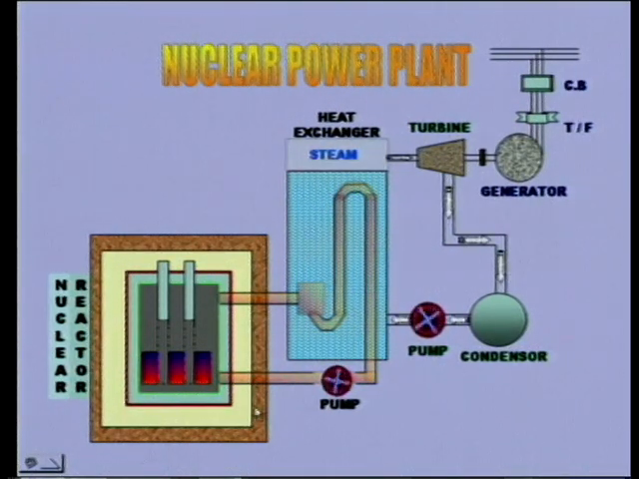Now, this is the working of a nuclear power plant. The nuclear reactions generate heat, which is carried by the flowing coolant, and the same heat is taken by the water in the heat exchanger. Steam is generated and flows through the turbines, and later it goes into the condenser and back as feed water into the heat exchanger. This is the cycle of a nuclear power plant.